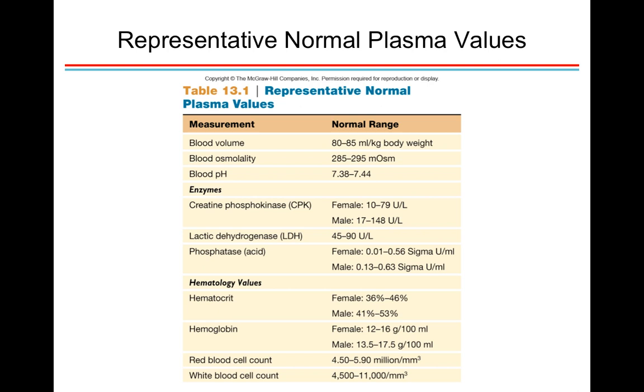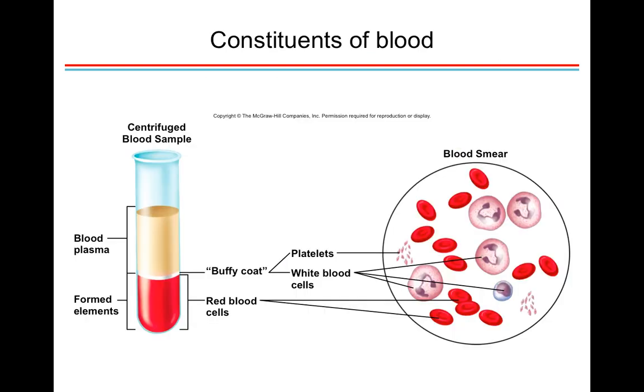cubic millimeter of blood. For hematocrit, this is the volume that red blood cells take up out of the total volume of blood. In females, we expect the red blood cells to represent about 36 to 46% of the volume of blood. In males, it's a little bit higher. We see about 41 to 53% of the volume of blood should be red blood cells. I just want to jump back to that picture and show you again that this is a little bit less than half of the total volume of blood, and that is the hematocrit value.